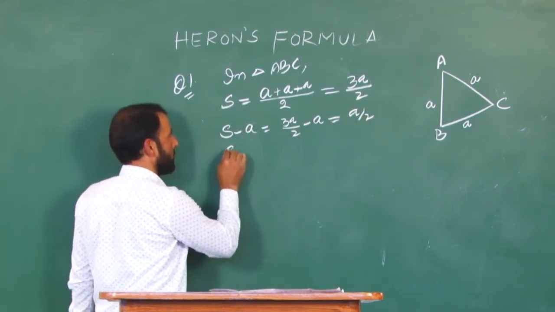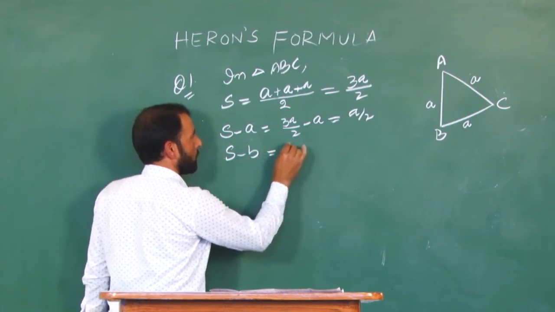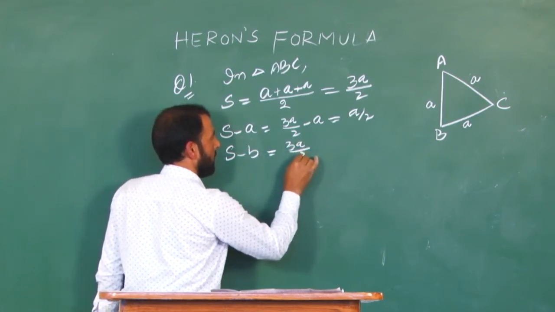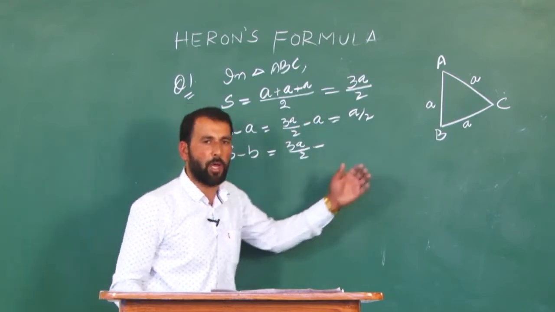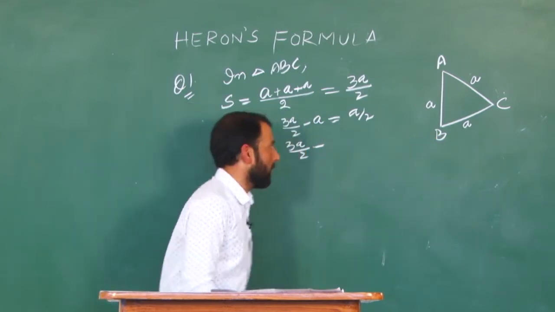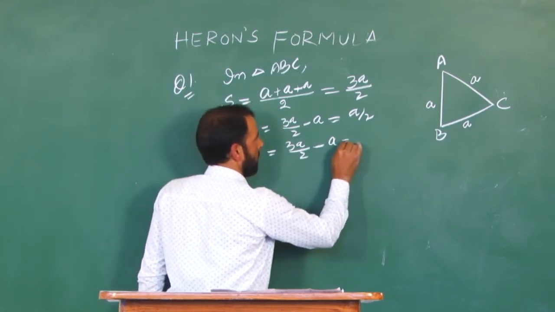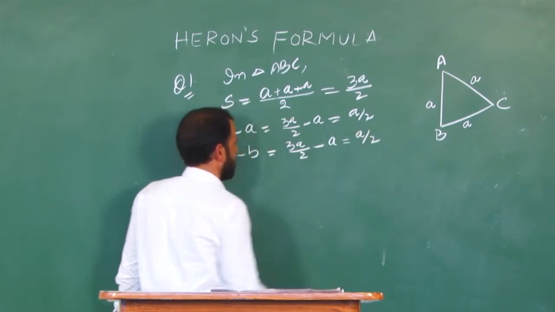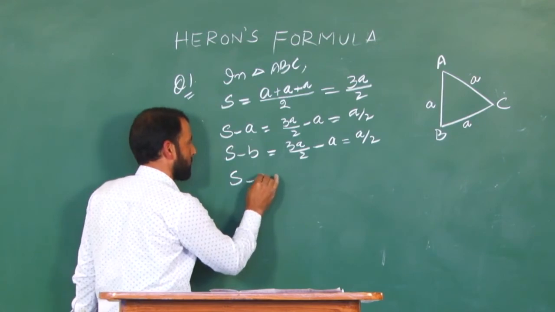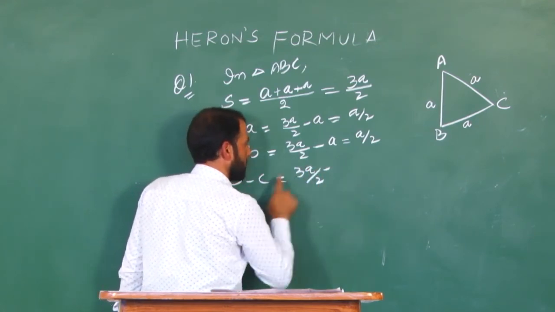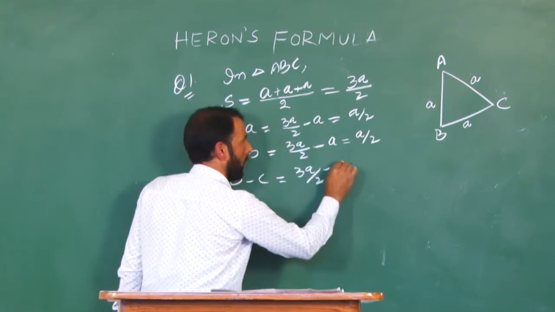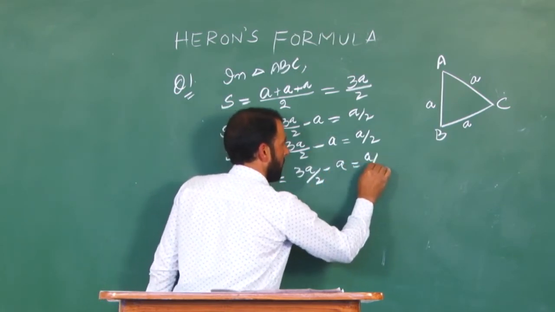Similarly, s minus b is equal to 3a by 2 minus b, meaning the other side of the triangle, but we know that all sides of the triangle are equal. It is a. Again, it will be equal to a divided by 2. Then again, s minus c is equal to the same 3a divided by 2 minus the third side, that is also equal to a, that equals also a divided by 2.